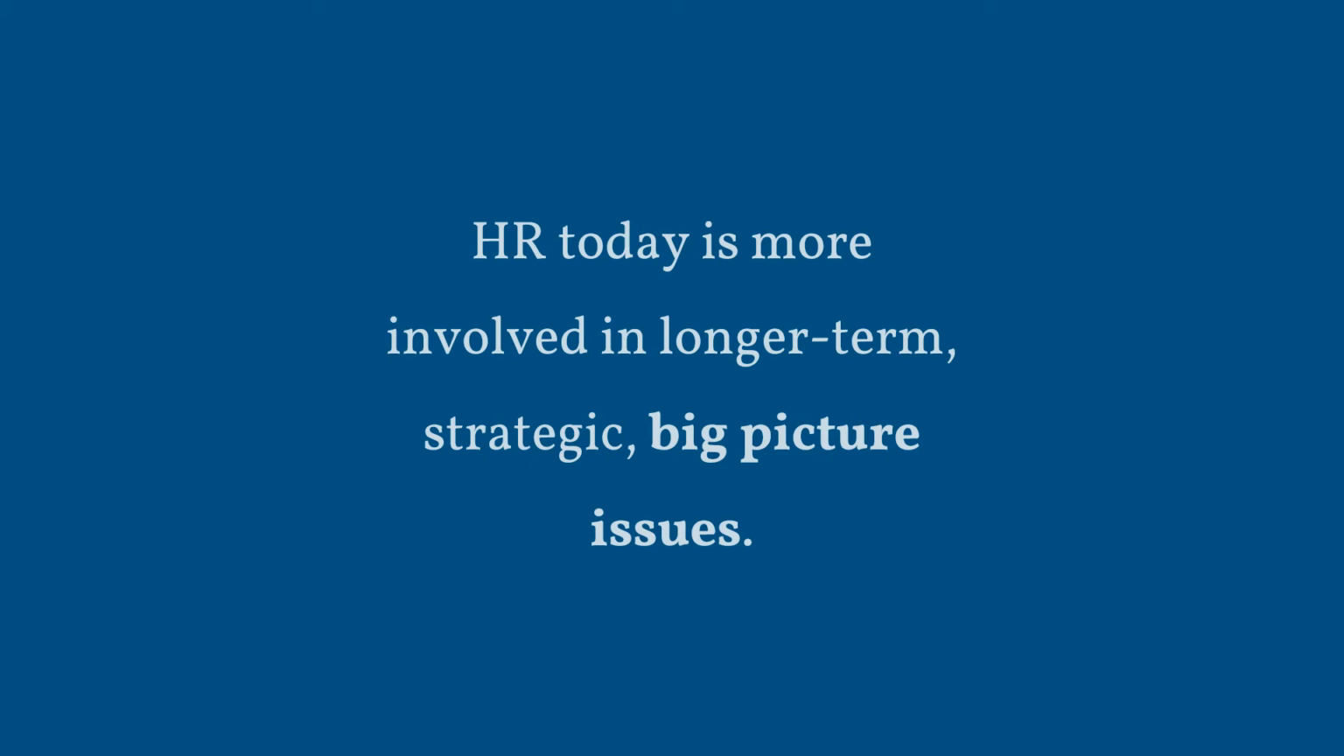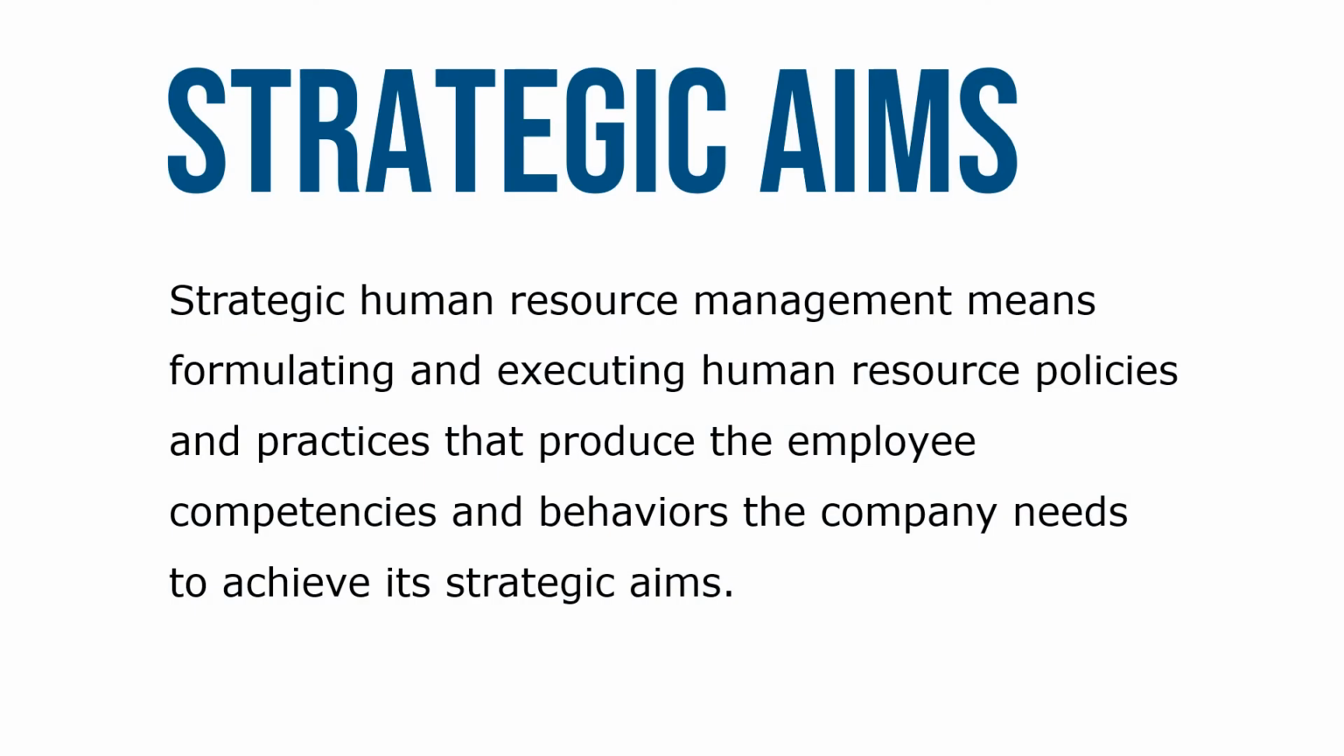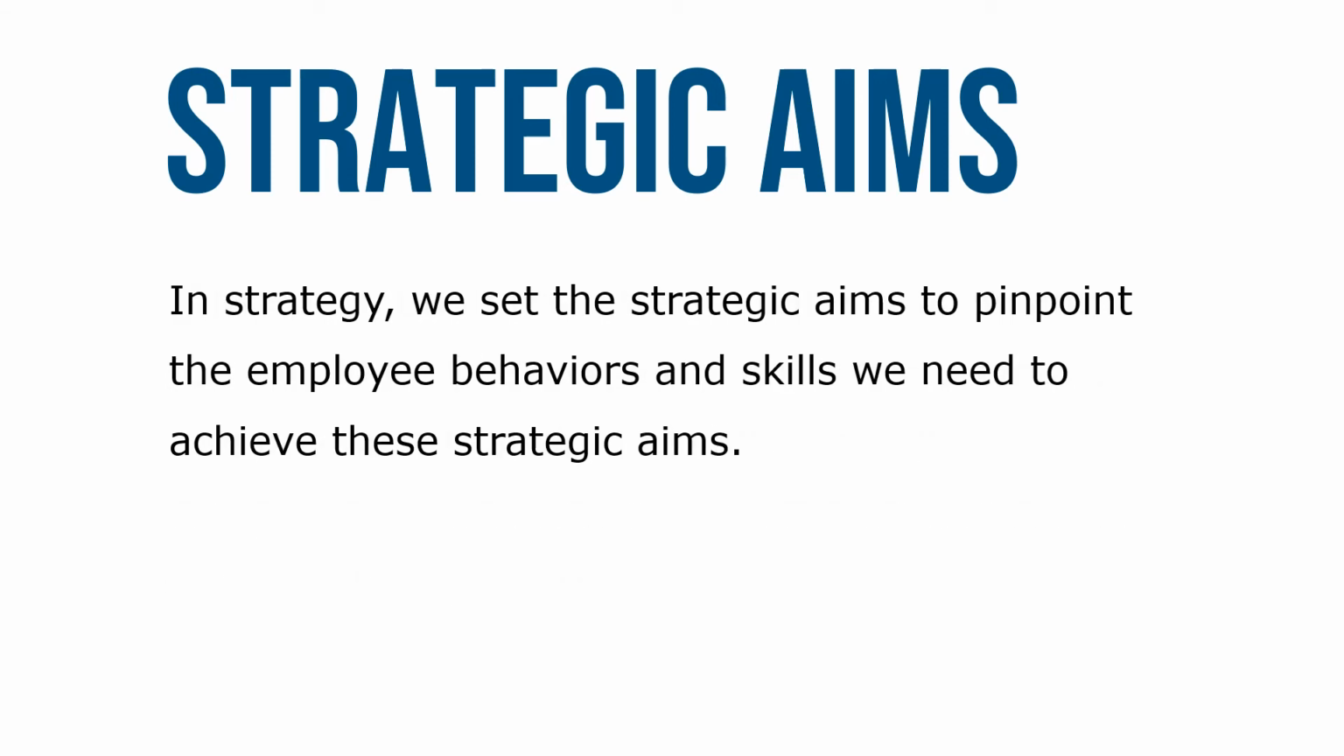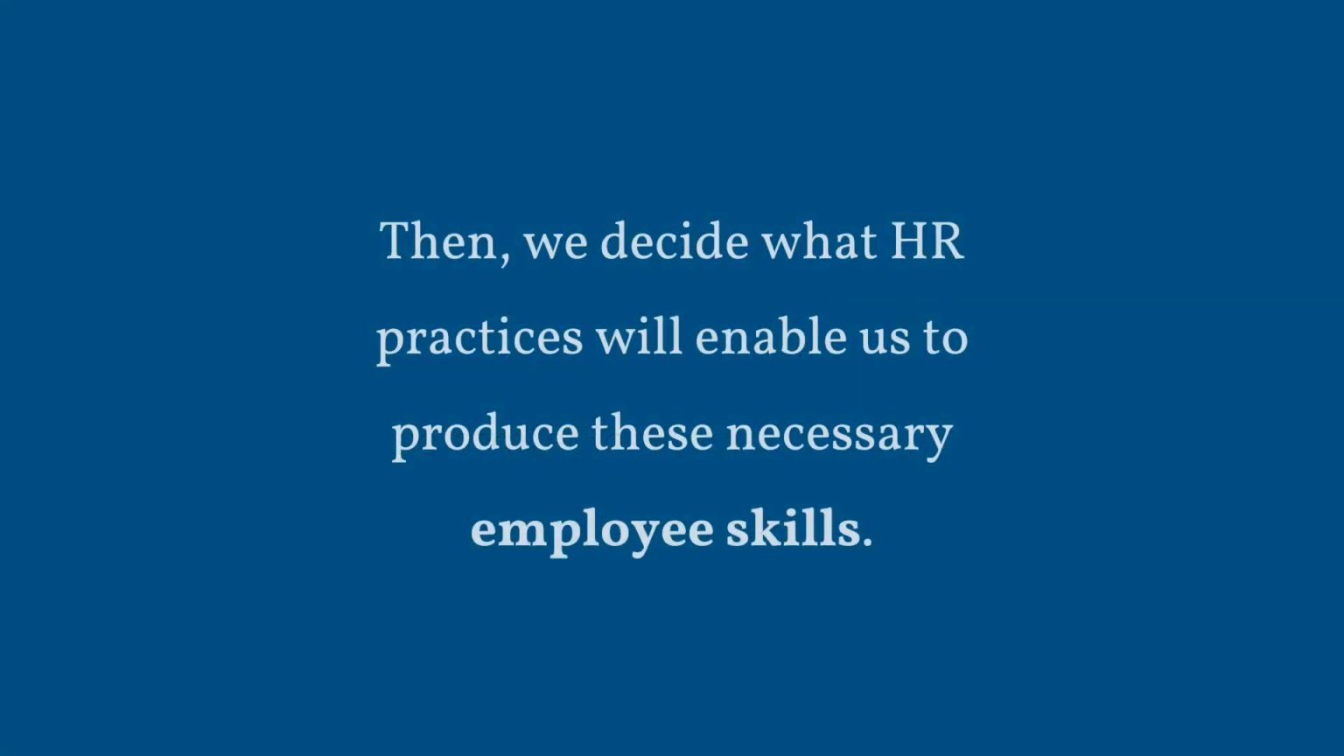HR today is more involved in longer term, strategic, big picture issues. Strategic human resource management means formulating and executing human resource policies and practices that produce the employee competencies and behaviors the company needs to achieve its strategic aim. In strategy, we set strategic aims to pinpoint the employee behaviors and skills we need to achieve these strategic aims. Then, we decide what HR practices will enable us to produce these necessary employee skills.